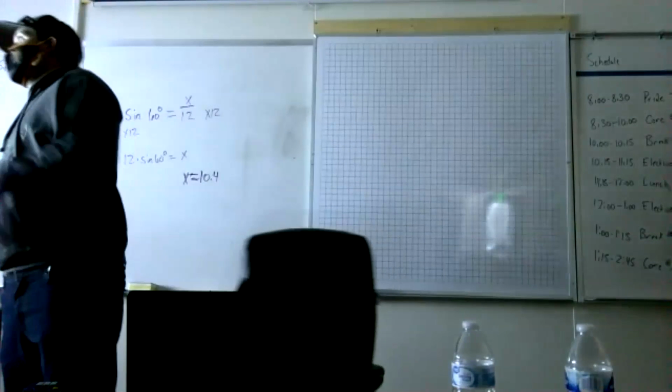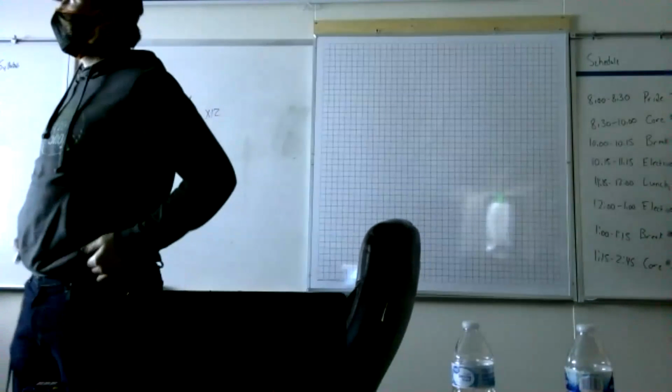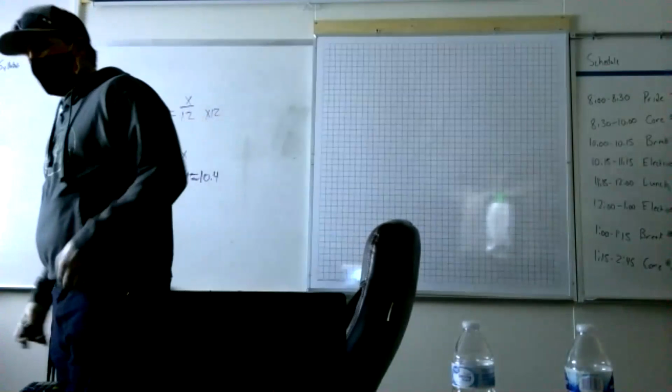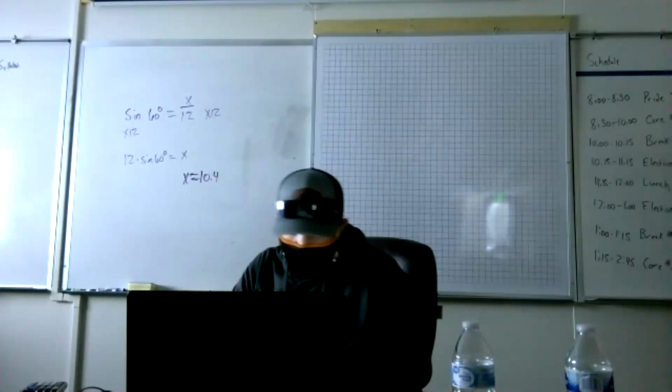Okay, so we can use those trig ratios strategically to find the actual side length without having to do the Pythagorean theorem, because we don't have two legs or we don't have a hypotenuse and a leg. So the Pythagorean theorem can't be used here. Okay, we have to use these trig ratios.